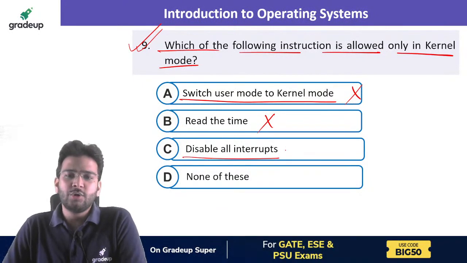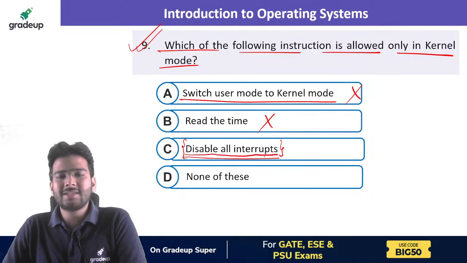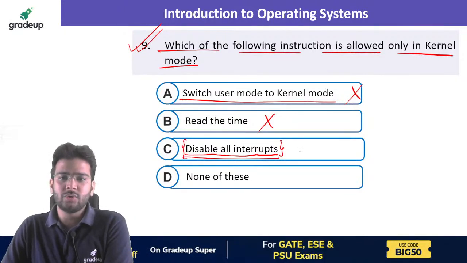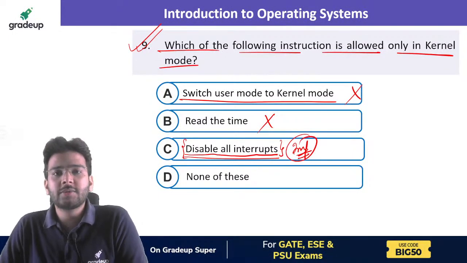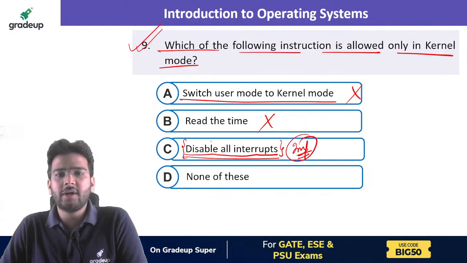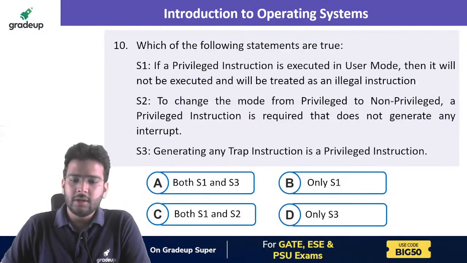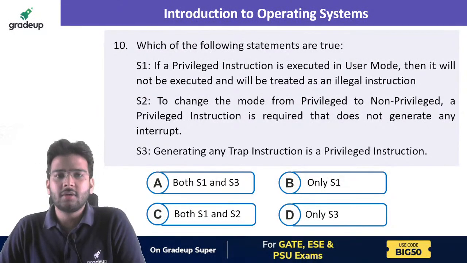Disabling all interrupts. I'm telling you this, just remember this point. This is really important because most of the time students get confused whether disabling all interrupts is going to execute only in the kernel mode or in the user mode. This is very, very important. Just remember this or write it down somewhere in your notes, that disabling all interrupts will be allowed only in the kernel mode. I have explained the reason already. So option C is the correct answer here. Clear? Yes, what is the mode bit of kernel mode? It is 0, and for user mode it is 1.